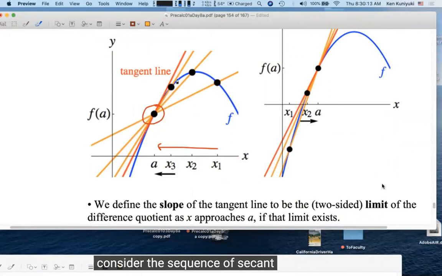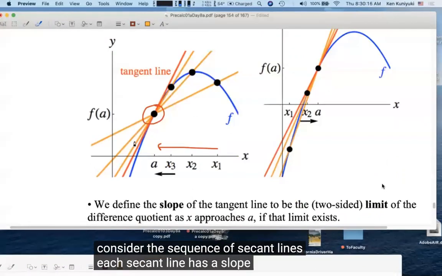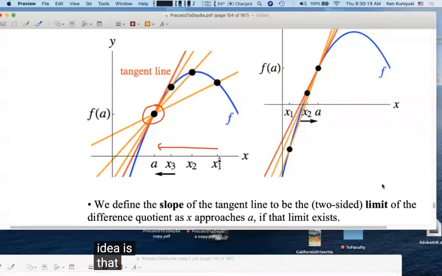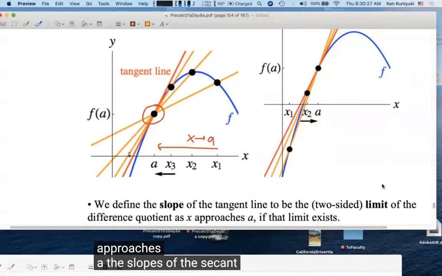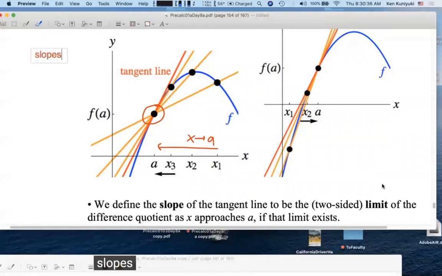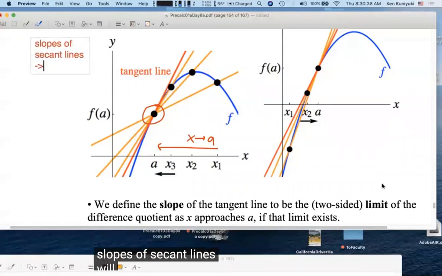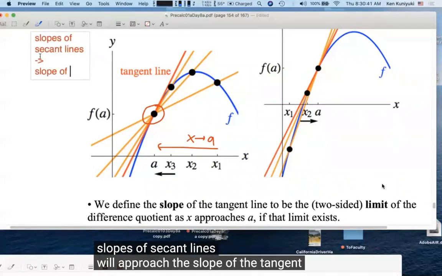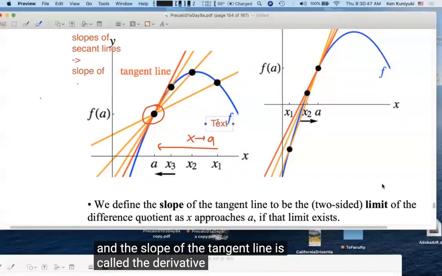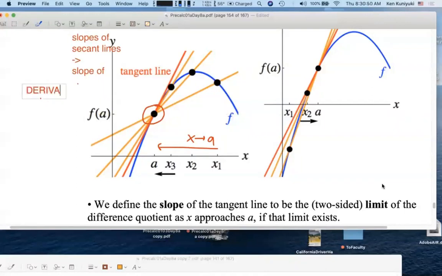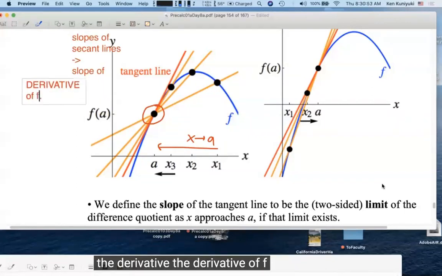Consider the sequence of secant lines. Each secant line has a slope. And the idea is that as x approaches a, we often do use arrows in calculus, as x approaches a, the slopes of the secant lines will approach the slope of the tangent line. Slopes of secant lines will approach the slope of the tangent line here. And the slope of the tangent line is called the derivative. The derivative of f at a.